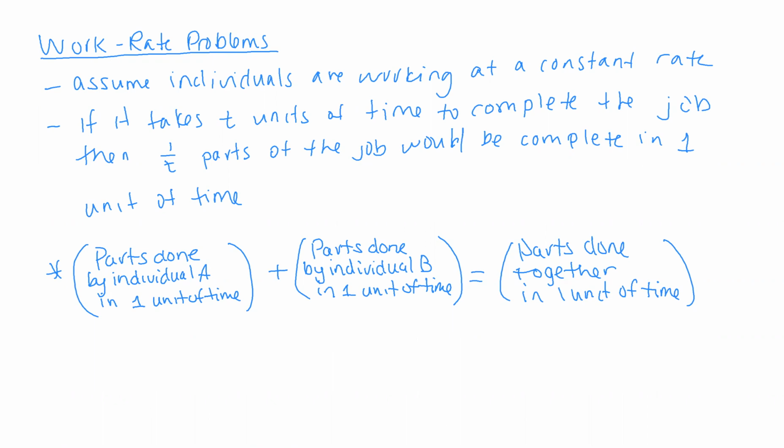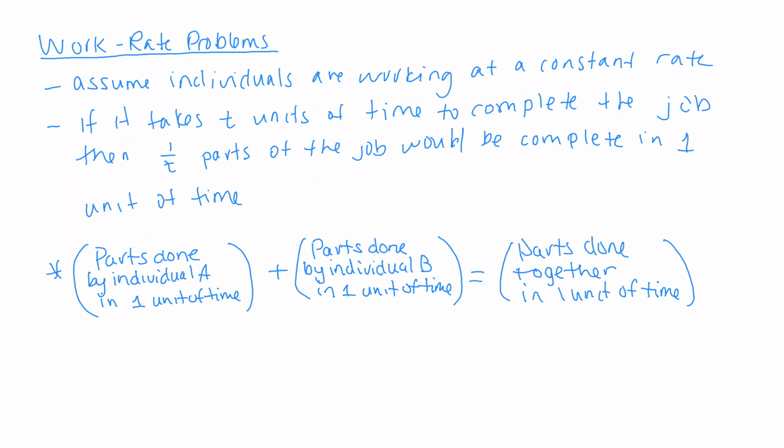So consider a job that would take 4 hours to complete. If we're working at a constant rate of speed, we would assume that 1/4 of the job would be complete in 1 hour. So again, if it takes 4 hours of time to complete an entire job, working at a constant rate of speed, 1/4 of the job should be complete in 1 hour.